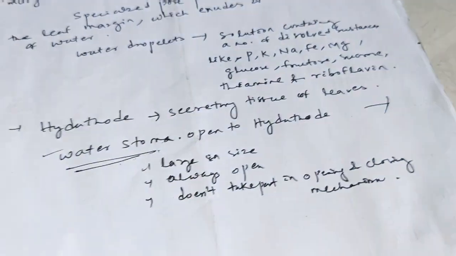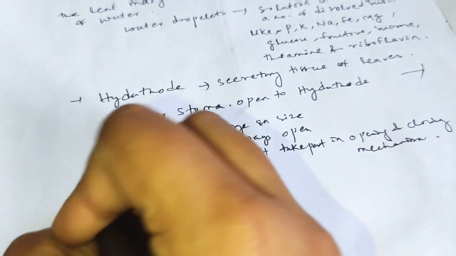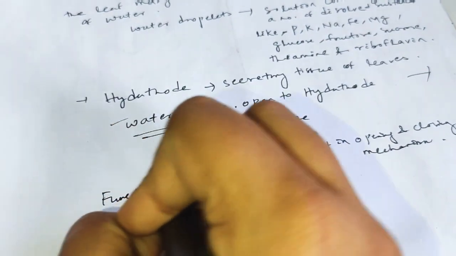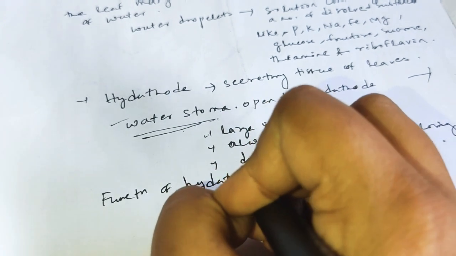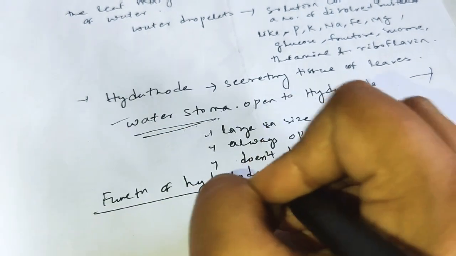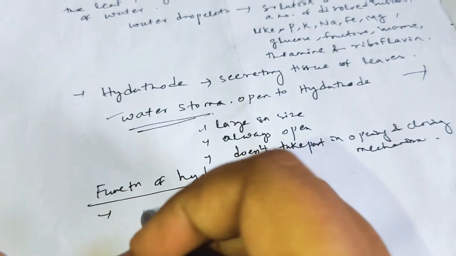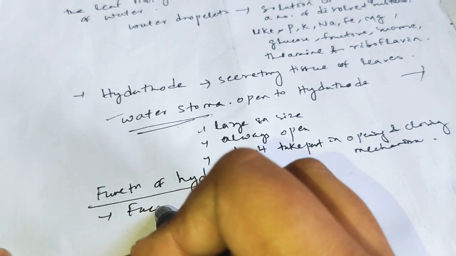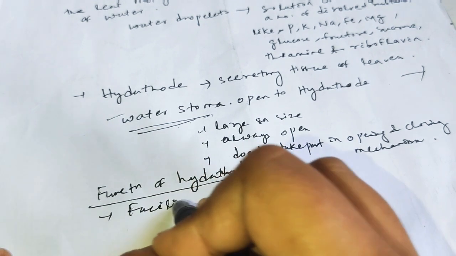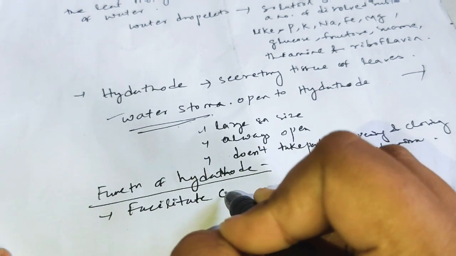Okay, now come to the function of hydathode. There are mainly two functions. First, it facilitates guttation.